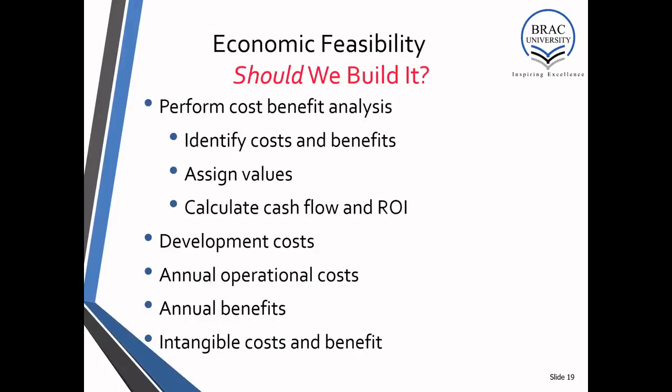So first we need to identify the fields of cost and benefits. I will explain the return benefits in a later slide, so we'll get a detailed idea of the fields of costs and benefits for the information system project in that slide. Then after finding the fields of cost and benefits, we need to assign some values to those costs and benefits, so we can calculate the return and the profits. Finally, we will calculate cash flow and return on investment.